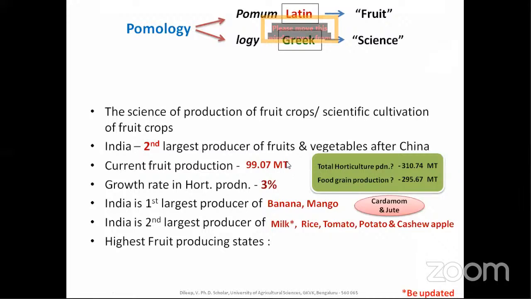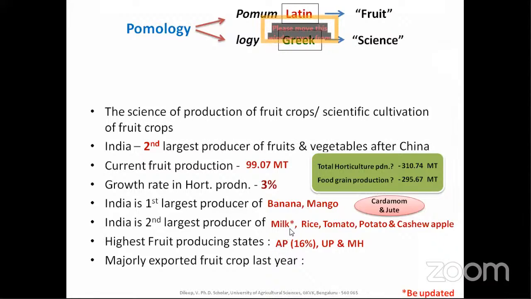Moving further, it is also important to know the highest fruit producing states. At least the top three you should know. The first is Andhra Pradesh, almost 16% of fruit production is contributed by Andhra Pradesh. Second is Uttar Pradesh, and third is Maharashtra. Last year the order was not like this: first was AP, second was Maharashtra, and third was UP. Now UP came to second place. So like that, this might also be a question, so you should be updated on which states. The majorly exported fruit crop last year was pomegranate.